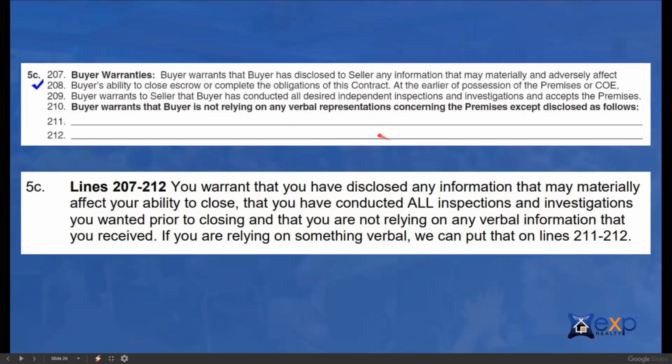Okay, buyer warranties. My explanation of this paragraph is that you warrant that you have disclosed any information that may materially affect your ability to close, that you have conducted all inspections and investigations you wanted to prior to closing, and that you are not relying on any verbal information that you received. If you are relying on something verbal, we can put that on lines 211 through 212 right here. So if somebody told them something verbally that they believe should be part of the contract, and you as the agent agree, then we would write it right in there. So it's no longer verbal at that point.